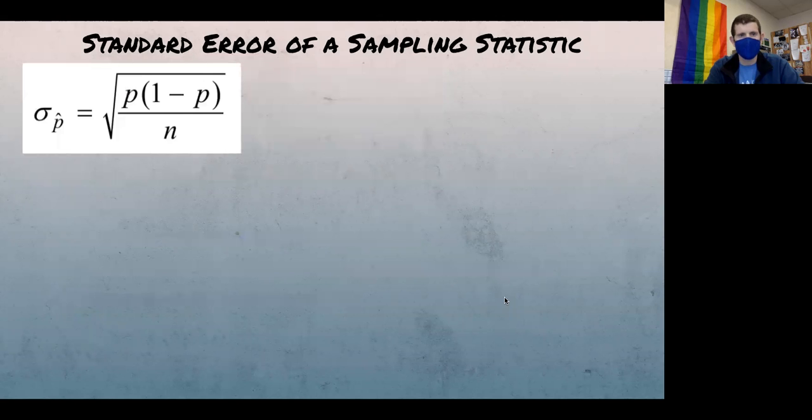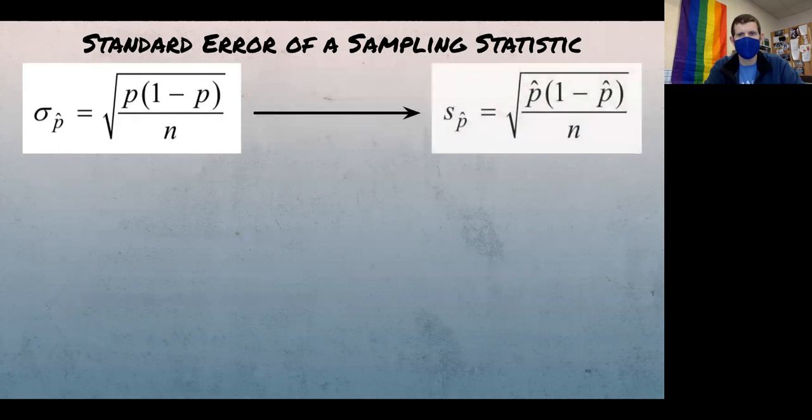Luckily, the formula that we use is pretty much identical. And it works exactly the way that you'd expect. If we don't know the true population proportion, the best we can do is use our sample proportion.